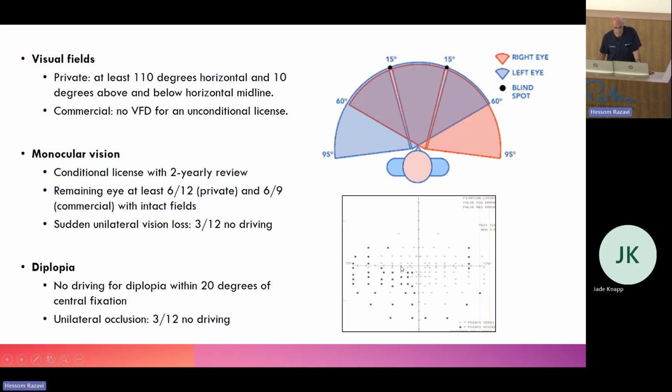Each one of these hashes is 10 degrees. So that's 10, 20, 30, 40. Within the 55 degrees they've lost some visual field. And also within the inferior 10 degrees, there's a 10 degree hash inferiorly, they've lost some visual field. So this person's not fit for private and definitely not fit for commercial, right? We could show you that sort of image. And as long as you know those numbers, 110 horizontally, 10 above, 10 below for private, then you could interpret a visual field test like that, right?